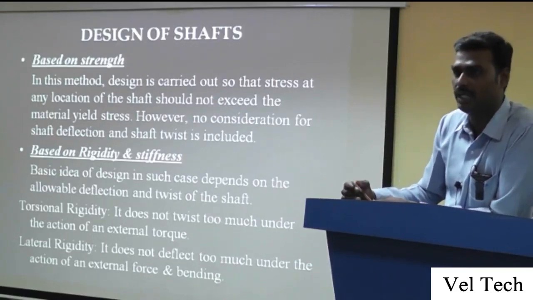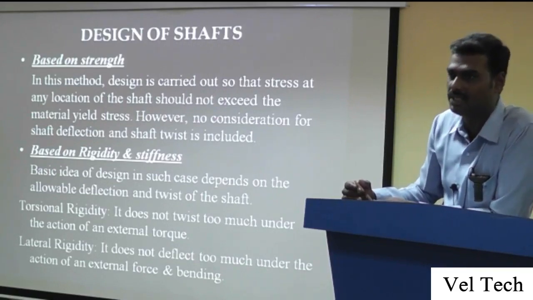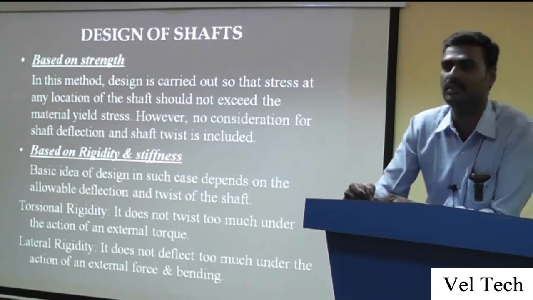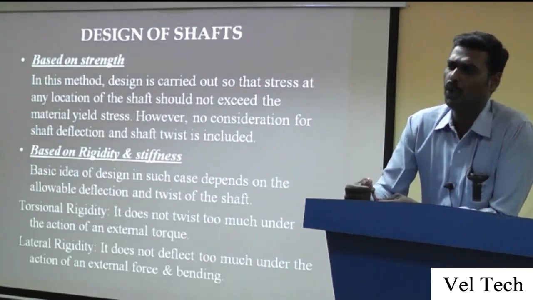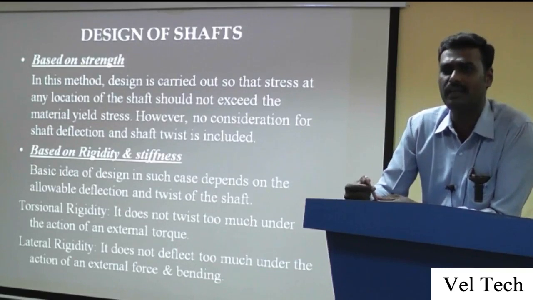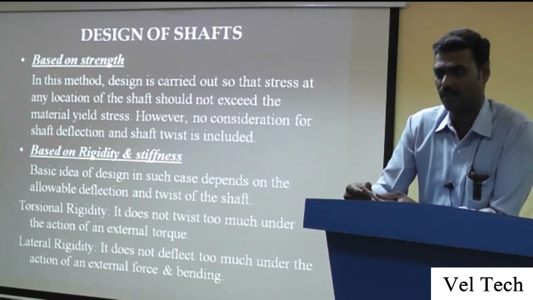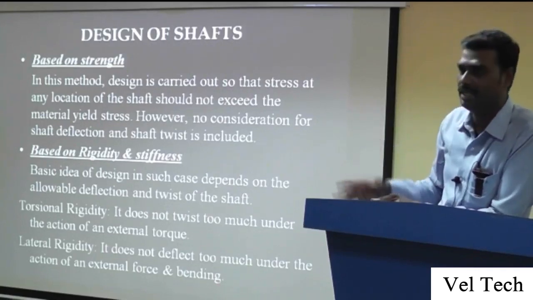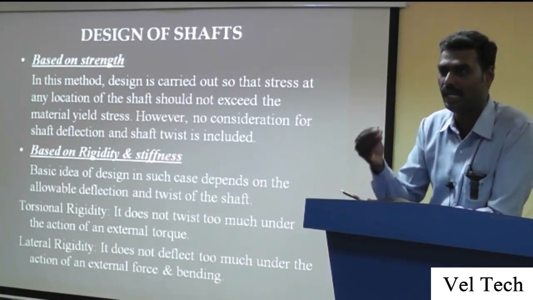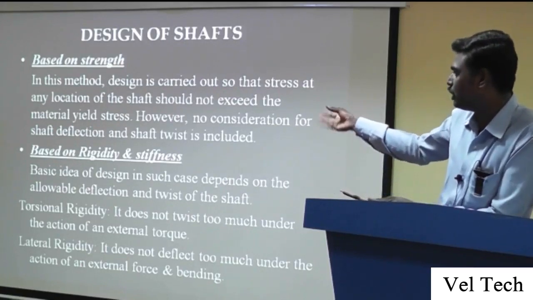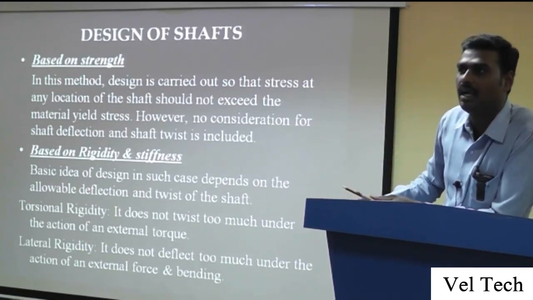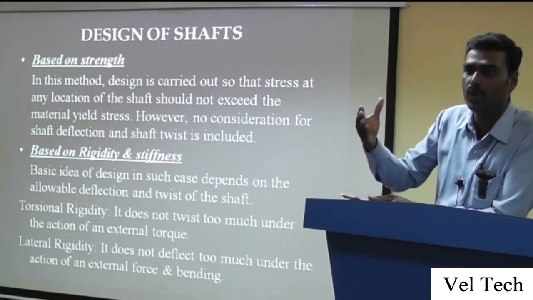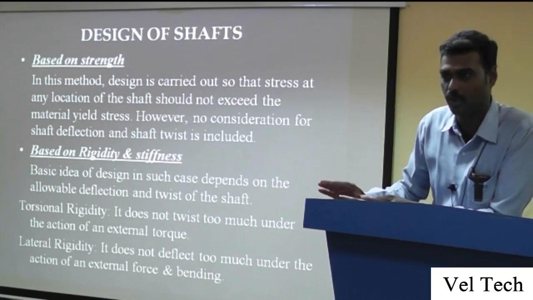Can you say any example for design of shaft on the basis of rigidity and stiffness? Camshaft, because the angle of twist should not be more than the predetermined value. We have to limit the theta value within that particular range. For that kind of shaft, we have to go based on rigidity and stiffness; we could not go based on strength. Based on strength is very common.